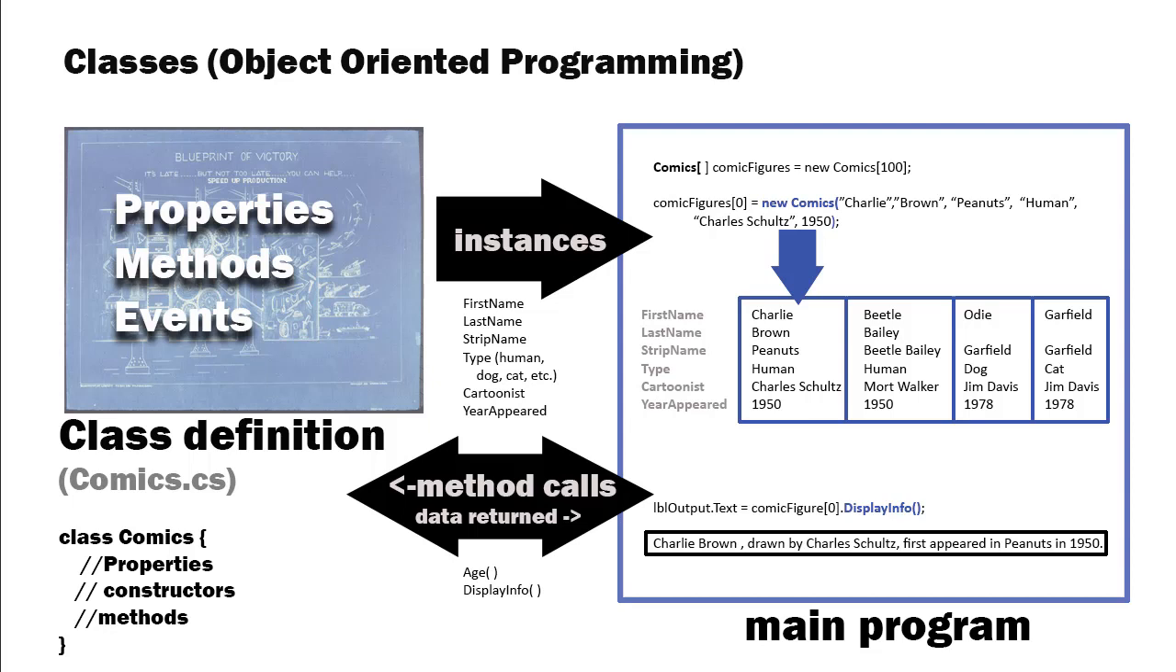Now those properties will be things like I want to keep track of the comic character's first name, their last name, the name of the comic strip that they appeared in, what type of character is it? Are they a human? Are they a dog? Are they a cat? Are they an elephant? Whatever. Who is the cartoonist and what year did it first appear? Those are properties that are backed by fields of the class definition.